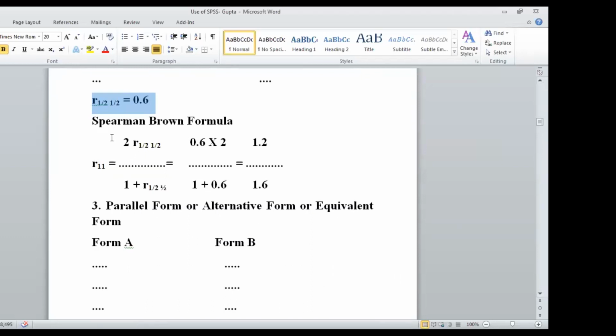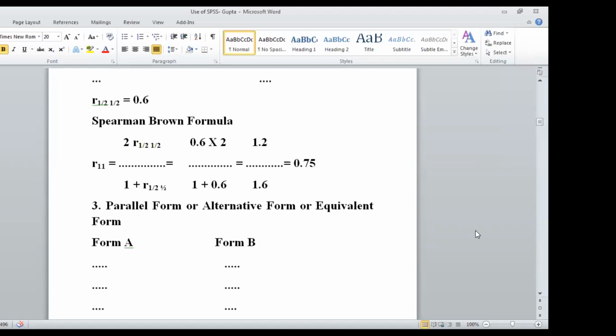Now, then you have to use the Spearman-Brown formula to compute the reliability for the whole tool. And this is the formula: R11 is equal to 2 multiplied by R half and half divided by 1 plus R half and half. Your R half and half value is 0.6. So multiplied by 2, it is 1.2. And it is 1 plus 0.6, it is 1.6. And if you do the calculation, it is 0.75. So this becomes your reliability.